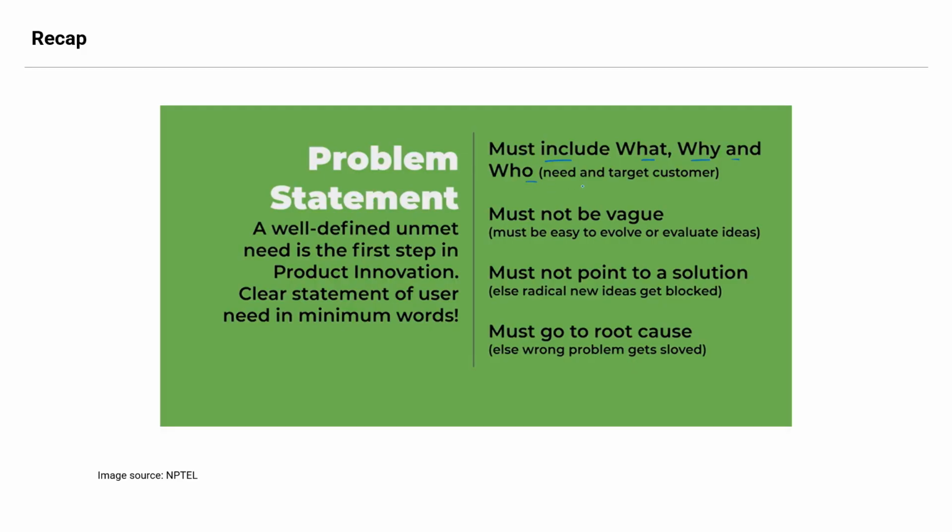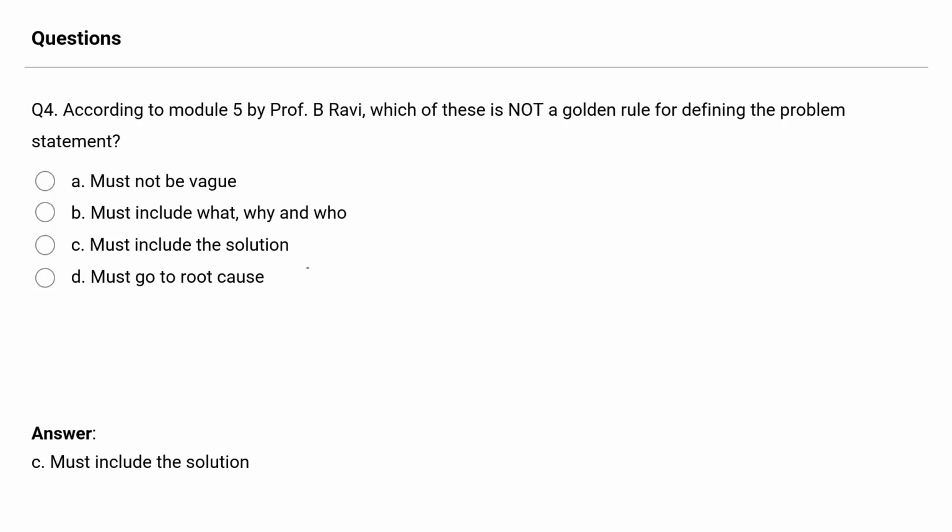Who are the customers? What is your need? Must not be vague. Must not point to a solution. Now this is critical. It should not point to the solution, which means that it should not include the solution. It must go to the root cause. Okay. So here it is written must include the solution. Ideally, it should be must not include. So our correct answer is option C.